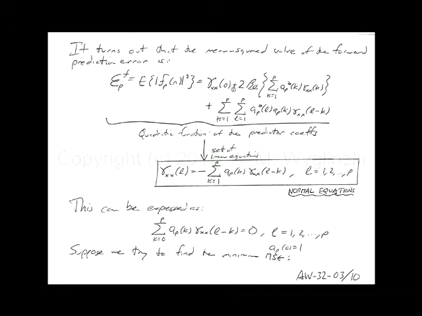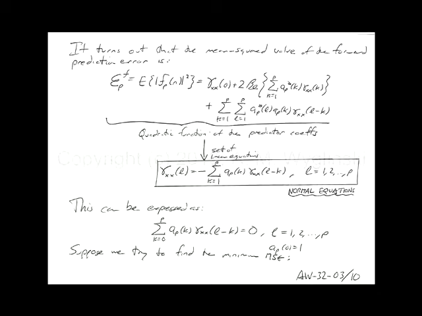It turns out that this formulation is actually a quadratic function of the prediction coefficients. And it's actually really neat. From this quadratic function of predictor coefficients, this yields a set of linear equations, which we call the normal equations. Because they're normal. No, not really.